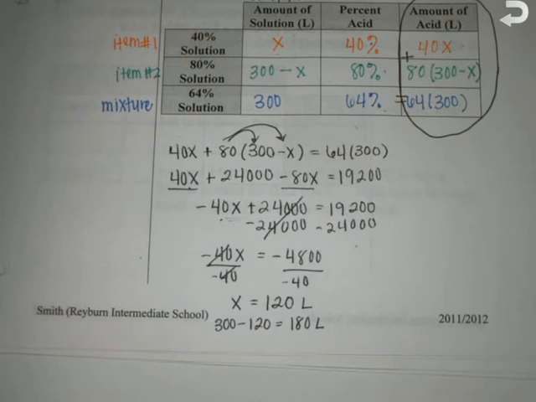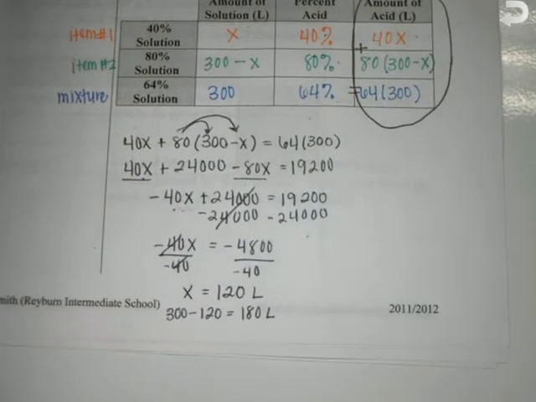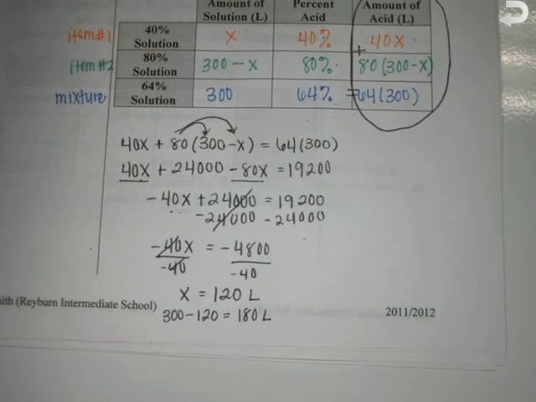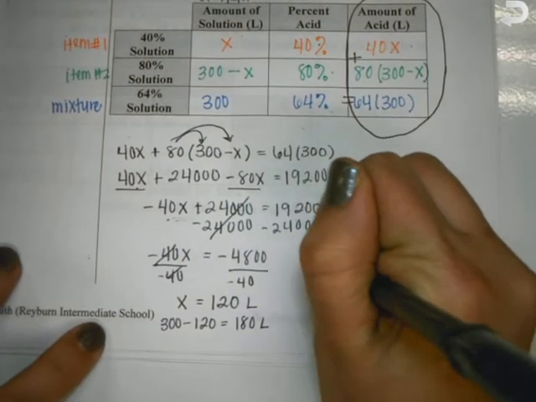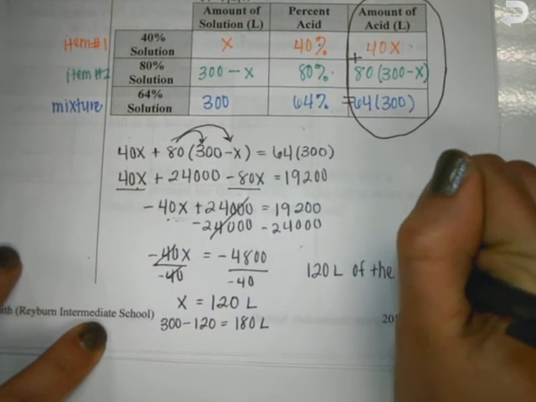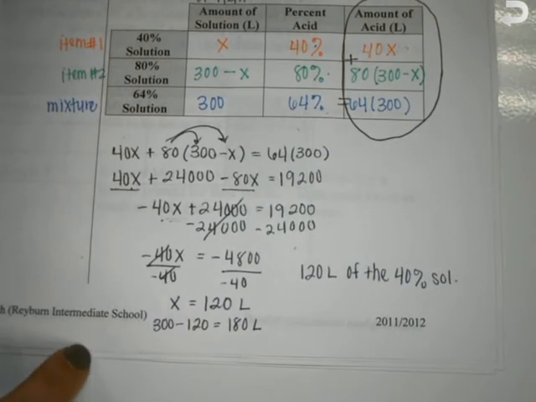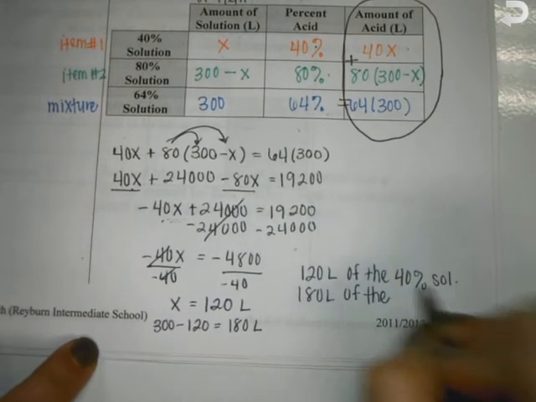So let's write it off to the side. Or not a complete sentence, let's just do complete phrases because we have to label these. Well, this is 120 liters. 120 liters of what? Of which one, 40 or 80? 40%. So let's write 120 liters of the 40% solution. I'm just going to write SOL. And then 180 liters of which one? The 80% solution. Box that as your answer.